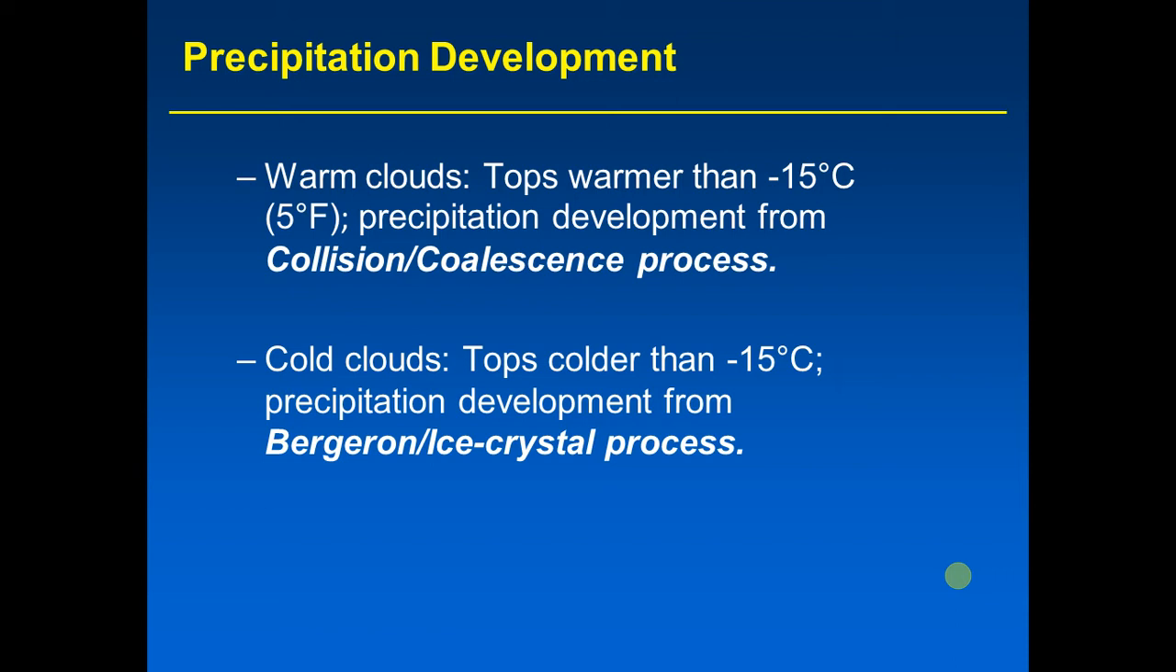Now, we're going to start talking about warm clouds in the collision coalescence process, which can form raindrops. And by the way, this is common over the tropics and the mid-latitudes in the summertime. Okay, the Bergeron ice crystal process is more common in the polar regions and actually the mid-latitudes for much of the year.